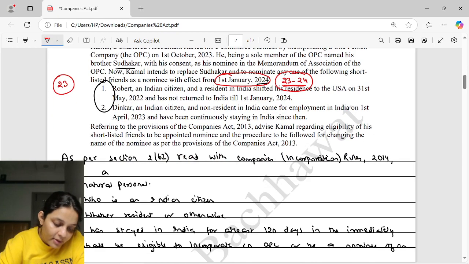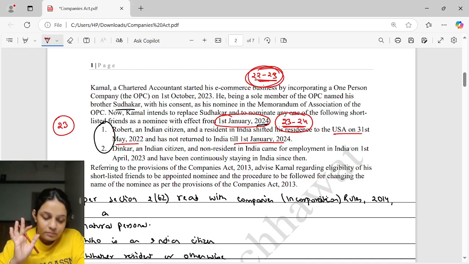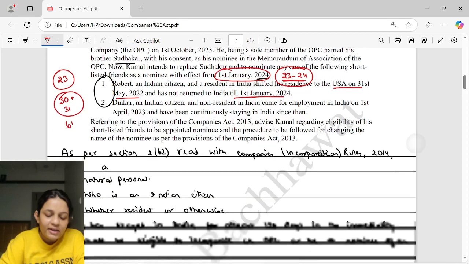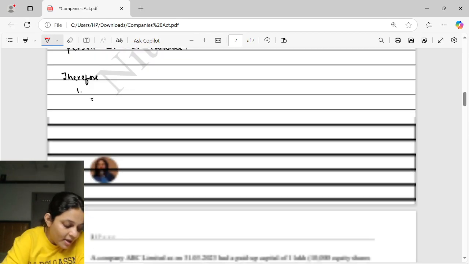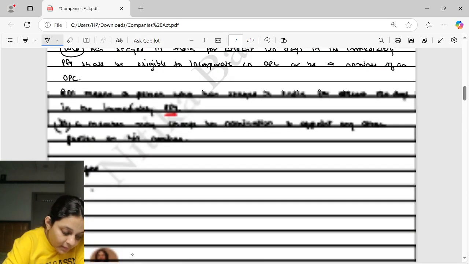Robert, an Indian citizen, shifted his residence to the US on 31st May 22. So I have to see the 22-23 status, and has not returned to India till 1st Jan. That means for the year 23-24 he was not in India. I don't need that. I need to check 22-23. In 22-23, for April he was there 30 days, May 31 days, total 61 days. Is it 120 days? No. So can he be appointed as a nominee? Absolutely no.